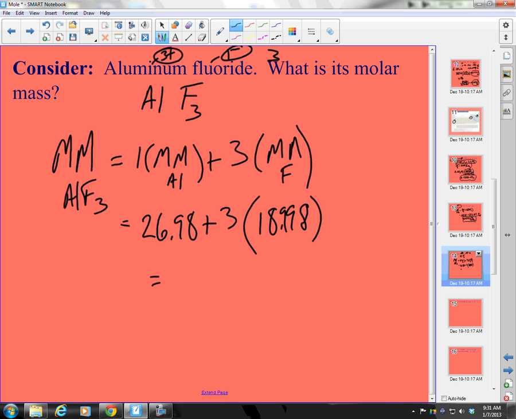And what do we get here? Now, you guys will learn something here in a second. Times 3 plus 26.98, and I get 83.97. Now, notice I can only have sig figs to the hundredths, so I've got to stop right there. Good. And that is what? Grams of aluminum fluoride per mole of aluminum fluoride. Good.